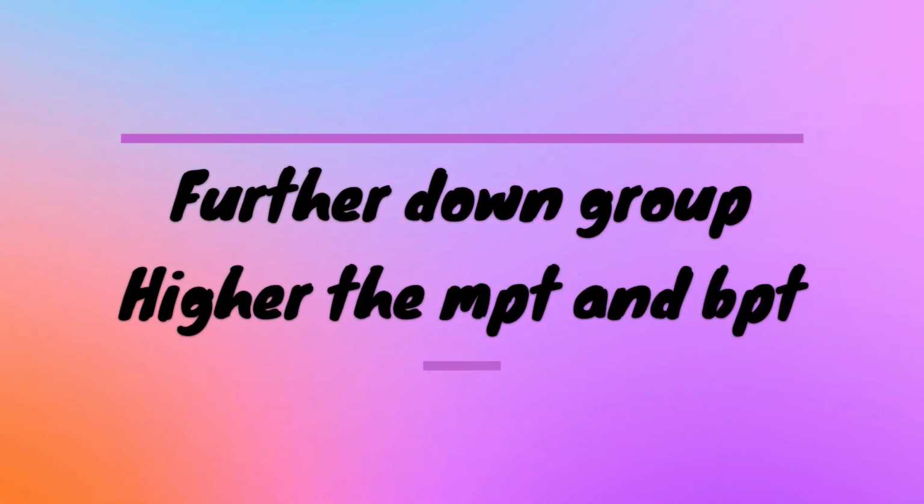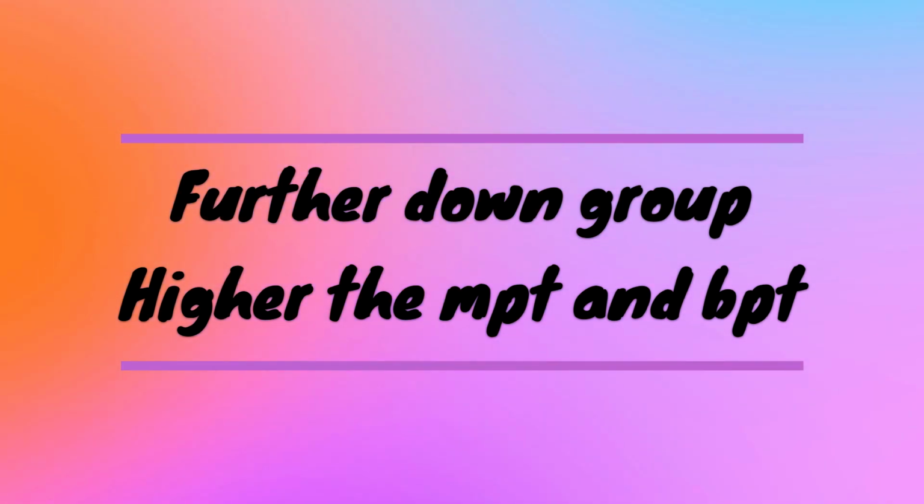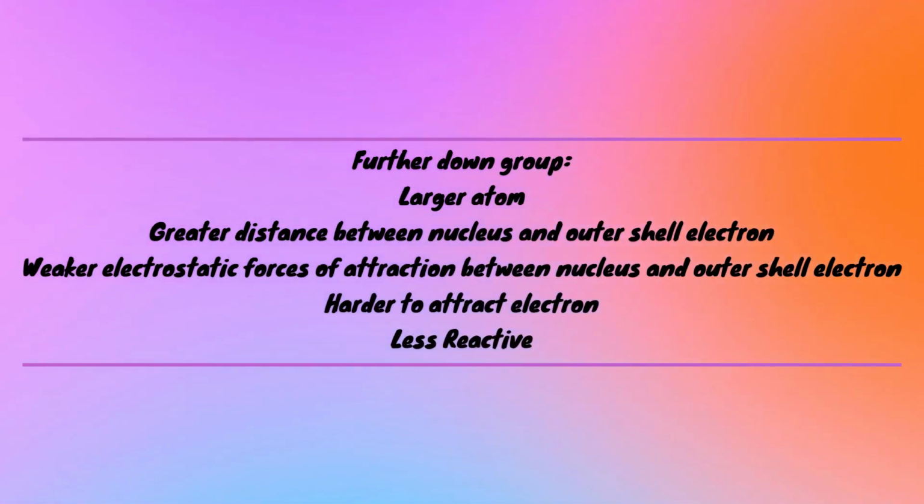So the first one is that the further down group 7 we go, the higher the melting point and boiling point of these substances. The other trend is the reactivity trend, and we need to be aware that as we go further down group 7, these elements become less reactive. This is because as we go down the group, we have larger atoms, which means there is an increased distance between the nucleus and the outer shell, which means we have weaker forces of electrostatic attraction between the nucleus and the outer shell electrons, which means that it's harder to attract that last electron to fill the outer shell and therefore make that atom stable, and thus it's less reactive.